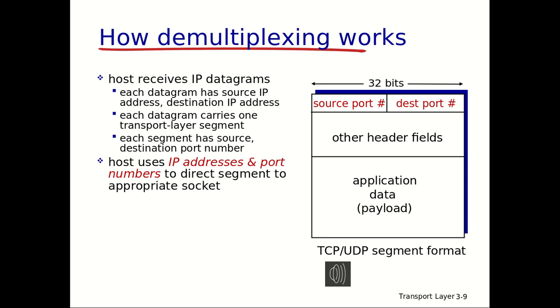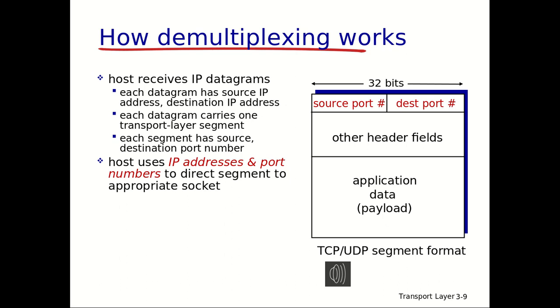Now this is a visual depiction of how demultiplexing actually works. On the right side you have a diagram which shows you a TCP or UDP generic segment format. So this is generic, this is quite general. At the very top you have a source port number and a destination port number. This is 16 bits each. Then you have other different header fields depending on whether you are using TCP or UDP. The actual fields are going to vary. And then you have the application data or payload.